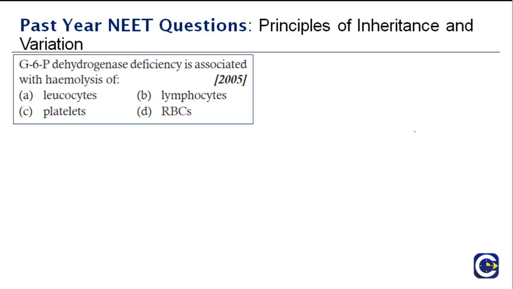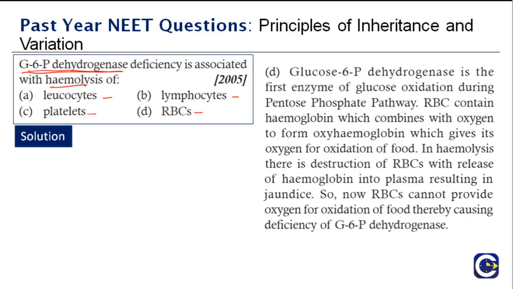G6P dehydrogenase, or glucose 6-phosphate dehydrogenase deficiency, is associated with hemolysis of leukocytes, lymphocytes, platelets or RBCs. So what is the right answer? The right answer is RBCs. Glucose 6-phosphate dehydrogenase is the first enzyme of glucose oxidation during the pentose phosphate pathway.